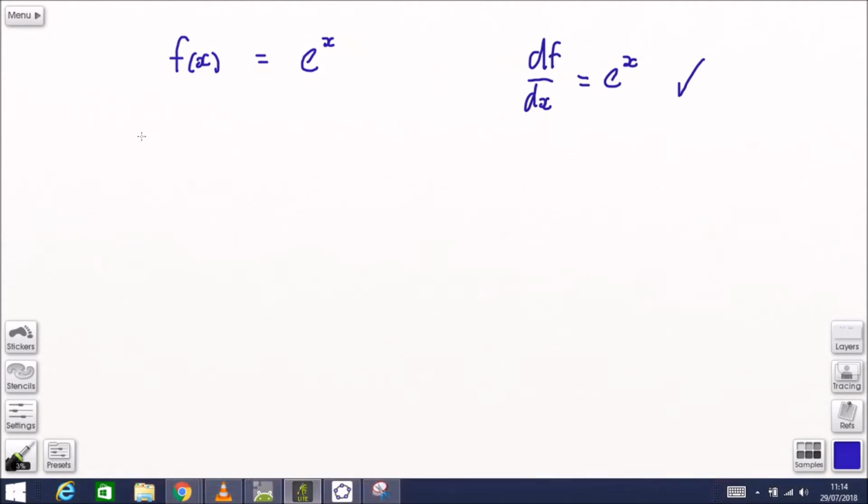Right, ever so slightly trickier. Our new function is e to the 2x. Well, the answer is it's still proportional. It is e to the 2x all times by 2. So where does this come from?